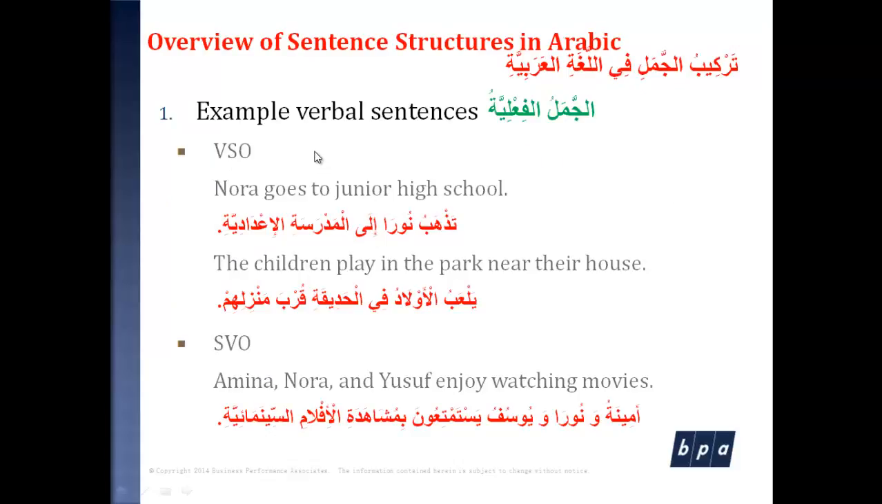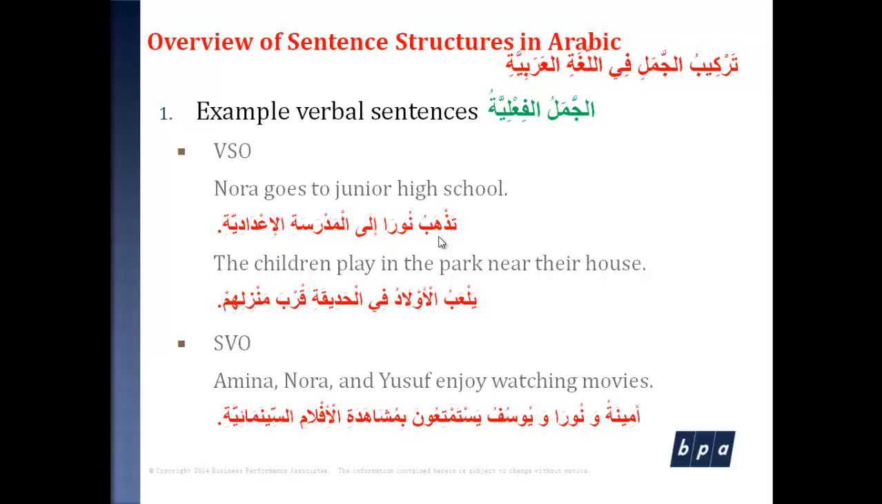Here's some examples of verbal sentences. الجمل الفعلية. Here's the verb, subject, object. Noura goes to junior high school. In English, you start with the subject, then the verb. But in Arabic, you start with the verb.